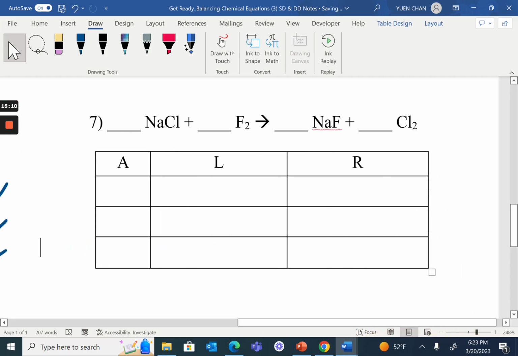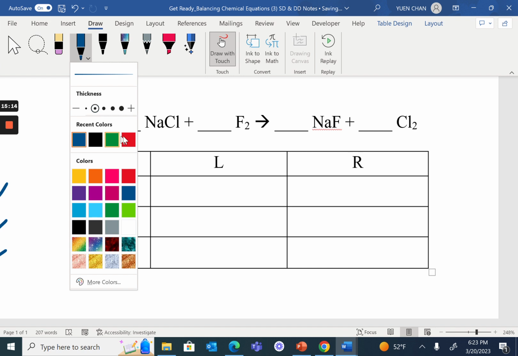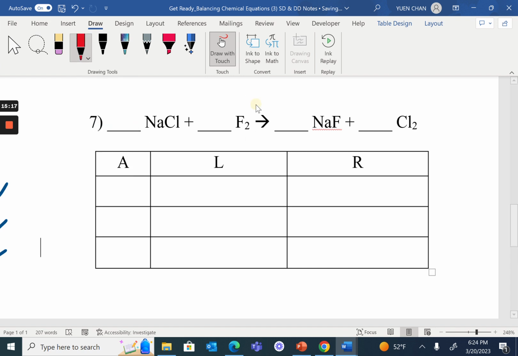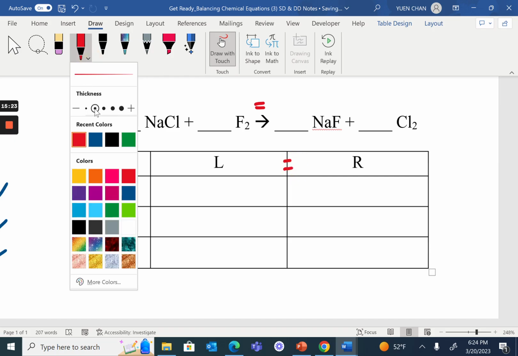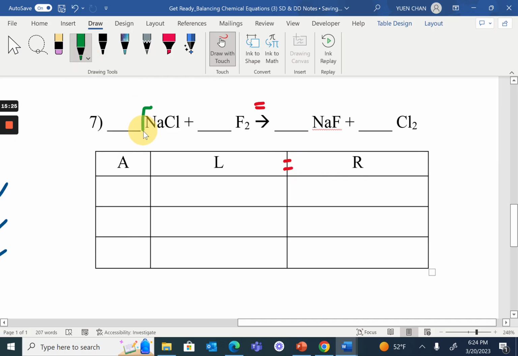Right here, the number 7. I don't have water, but I have the equal sign, so I'm going to put the equal sign right here and also right here. No water, but I do have the compound, so I'm going to put the compound bracket around NaCl and then NaF for compound. Okay, so I'm going to put down, I get Na, I get Cl, and I get F.